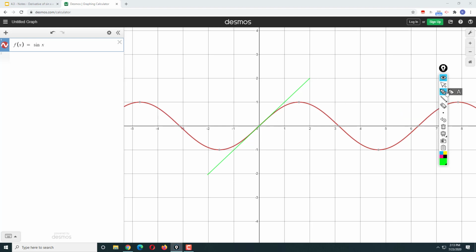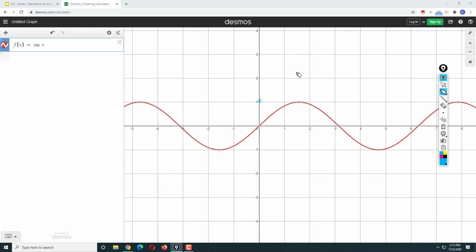Well, the rise is 1, 2, 3, 4. The run is 1, 2, 3, 4. So the slope is 4 over 4, which is 1. In other words, the slope of sine of x at x equals 0 has to equal 1. Well, we want to graph f prime of x, so let's graph it right here. At x equals 0, f prime of x is equal to 1.